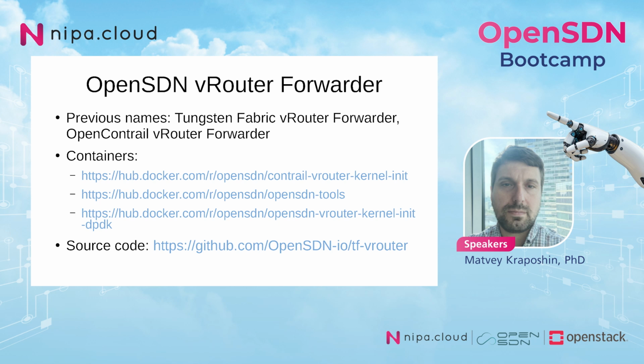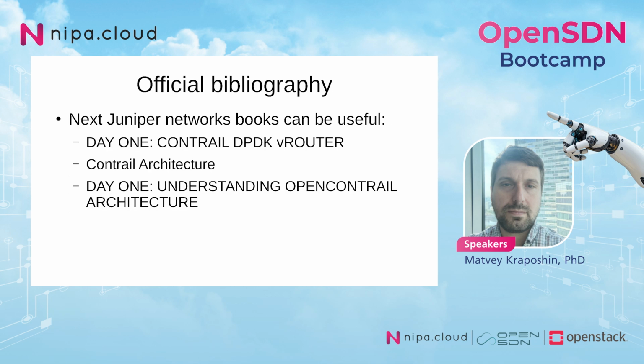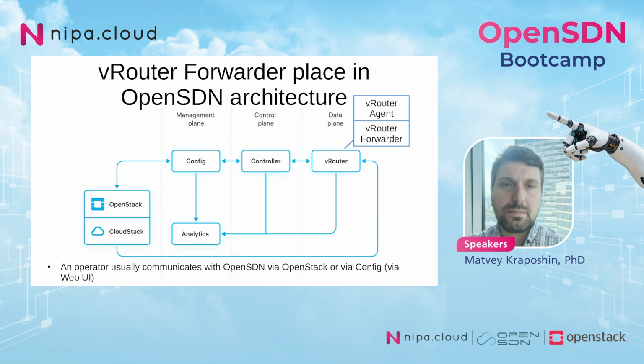The source code of the vRouter forwarder is located in our repository, and the link is presented on the slide. If you want to find more information about the vRouter forwarder, you can refer to the original Juniper books. They are available online: Day One, Contrail DPDK vRouter, Contrail architecture, and Understanding OpenContrail Architecture.